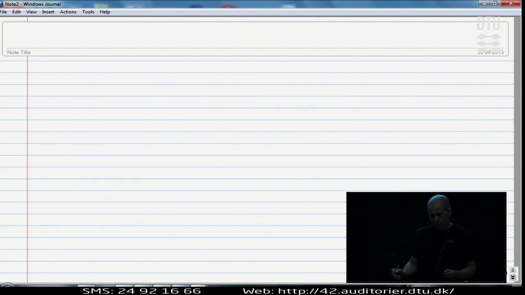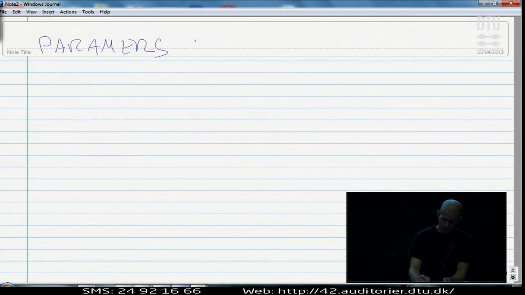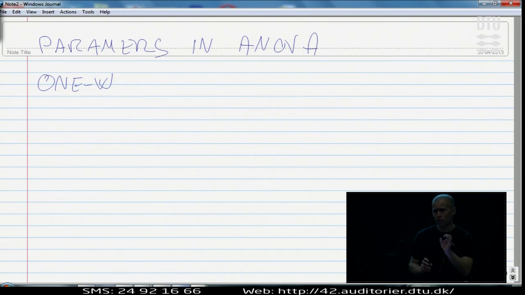Let me give you a few details on what I call parameters in ANOVA. What do I mean by that? This is something that can be of practical importance when we're going to study outputs from various software giving us ANOVA results. So let me just touch on this. This is a bit subtle, but nevertheless.